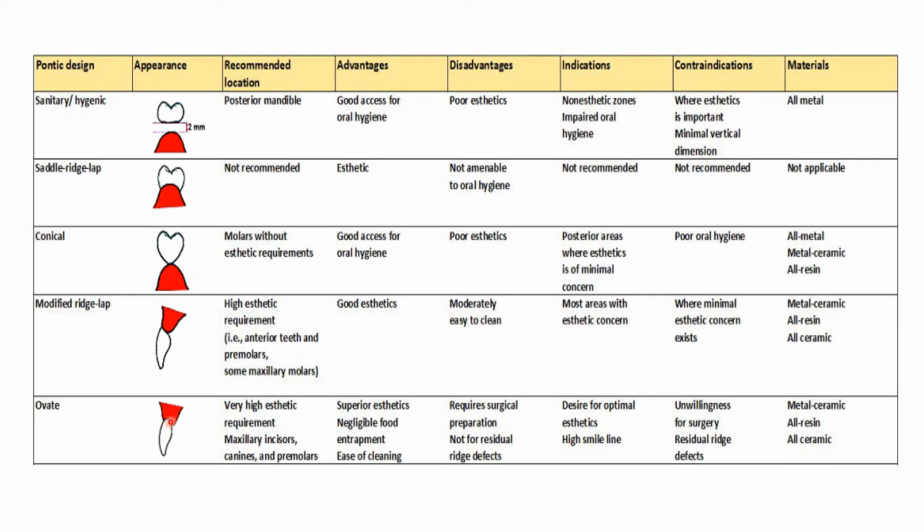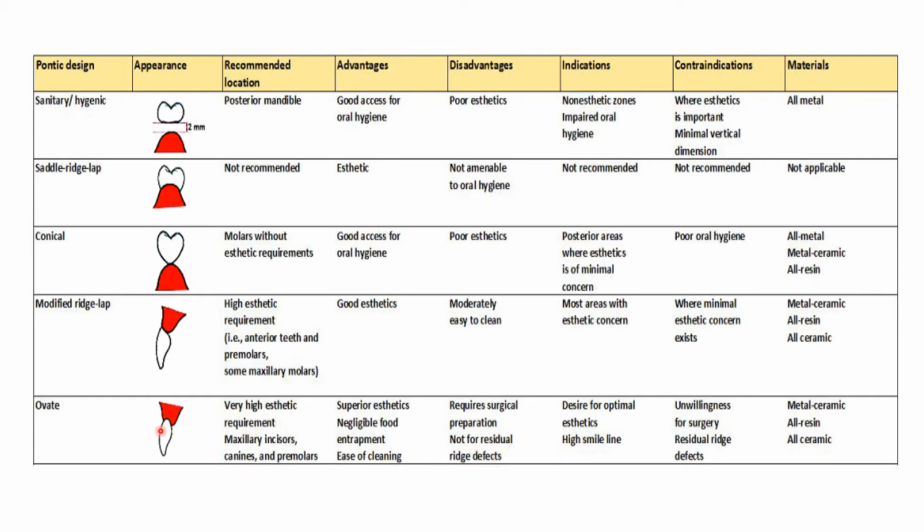So the recommended location is again where there is a highly aesthetic requirement, like the maxillary incisors, canines and premolars. Its advantages are superior aesthetics, this is the best one. Then there is negligible food entrapment, and it is easy to clean this ovate type of pontic design with the mucosa contact. The disadvantages are that it requires surgical preparation as it is inside the ridge. Then it is not for residual ridge defects.